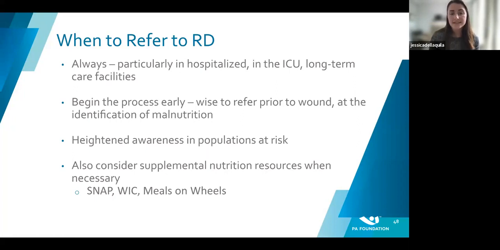And then the last thing to consider too is the socioeconomic status of the patient and concerns they might have from a financial standpoint or an access standpoint. So that's always something to consider. And especially with our elderly population, getting family involved can be really helpful too.